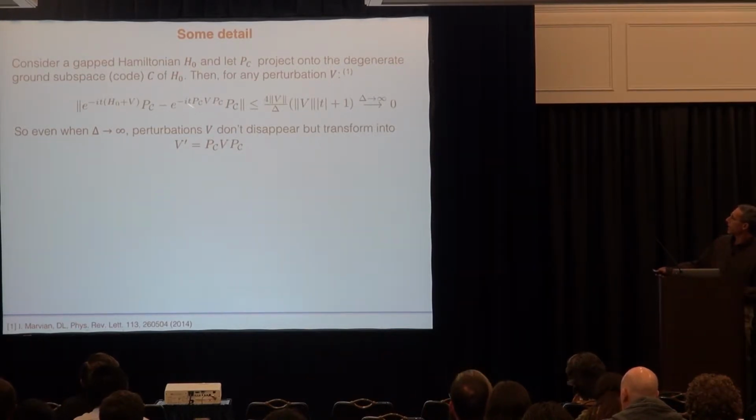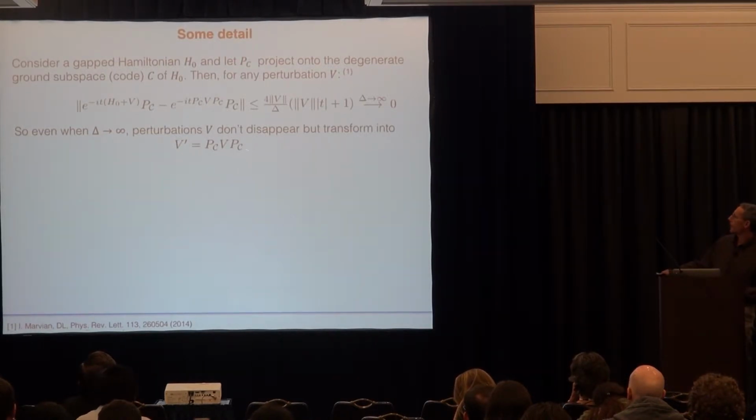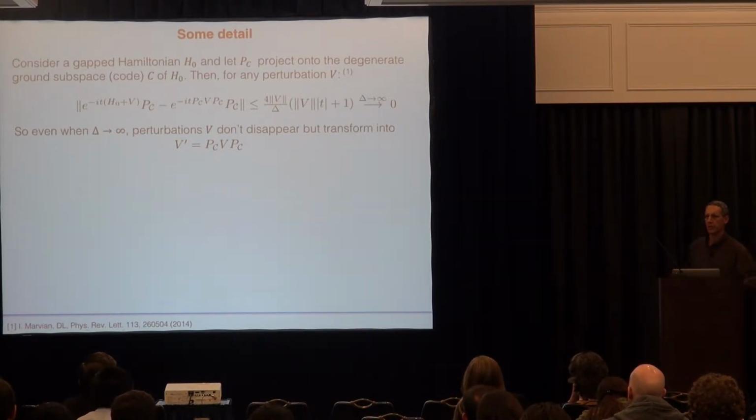So that means that effectively the Hamiltonian that governs the evolution can be thought of as not H0 plus V, but rather the projected perturbation. Call it V prime. So V prime is essentially the Hamiltonian that governs the evolution under the scenario of an infinite gap. And you might recognize this expression from first order perturbation theory, so it's not too surprising.